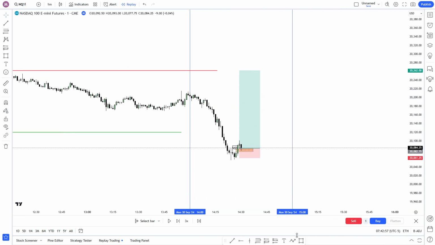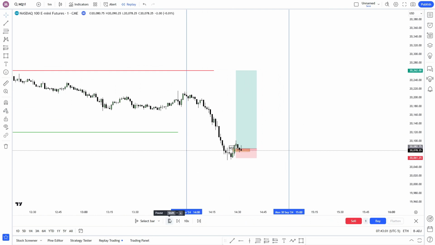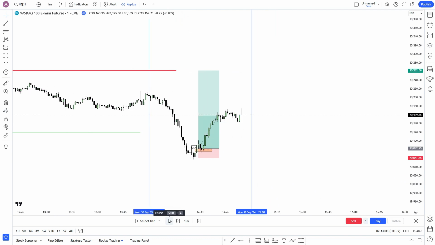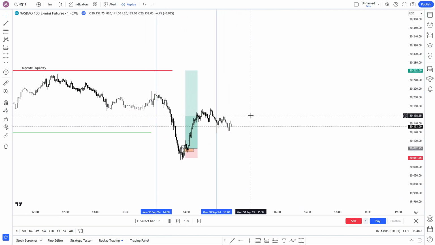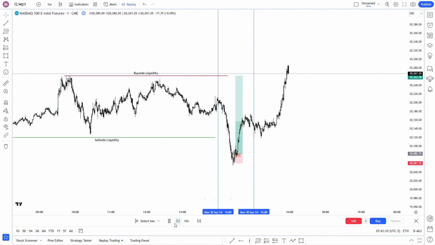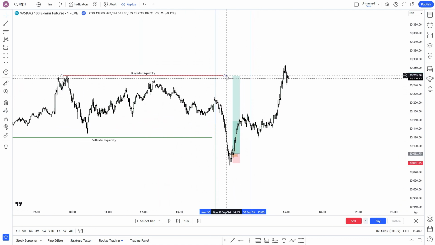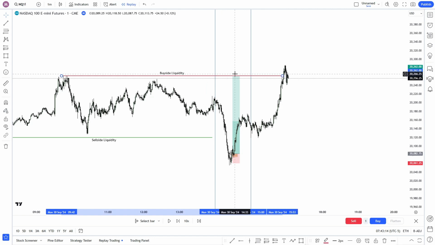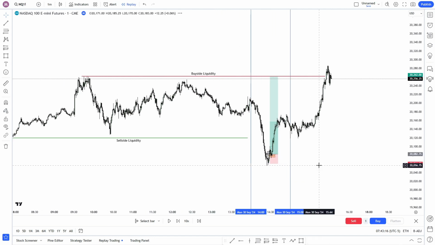Now let's let this play out and be patient. Let the trade play out. You can hold it after, but your entry must be in the time window. And there you have it. The buy side has been tagged and take profit has also been hit.